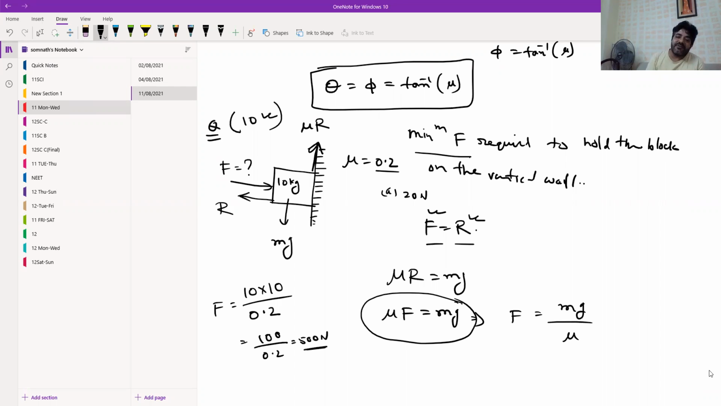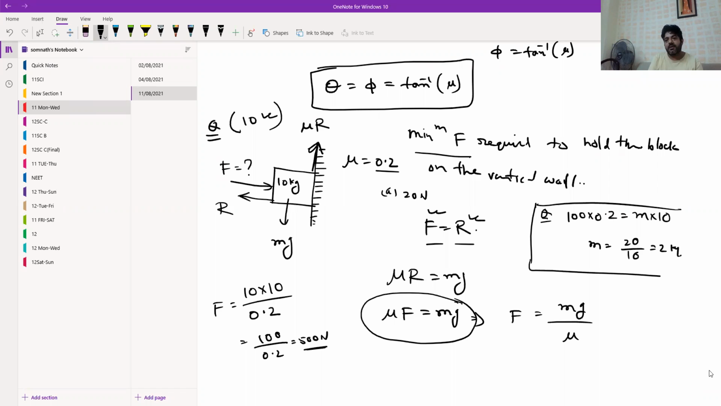Sometimes the examiner gives you the reverse way. If they give you the force, suppose 100 Newton force, and they give you mu, what is the mass of the block so that you can hold it? Suppose I'm just giving you a question. If force is 100 Newton, mu is 0.2, what is the mass of the block so that it will be held by the frictional force? So m is how much? 20 by 10. That means the mass is 2 kg. Yes or no? Yes, sir. So they can give you this type of question.